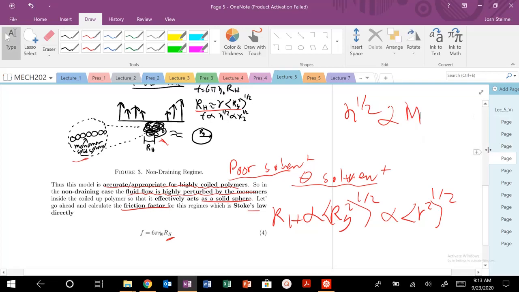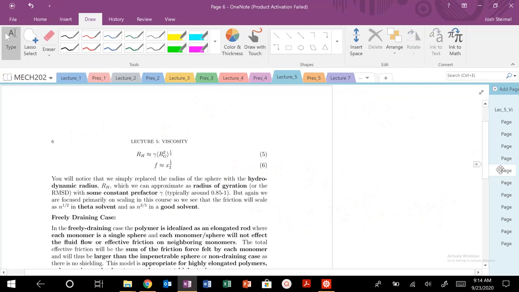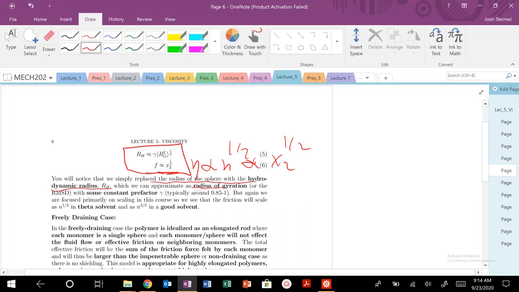If we go to the next page, we know that our friction factor, and thus our viscosity, is going to scale as N to the 1/2, or from our Flory-Huggins notes, x2 to the 1/2. We're just replacing the radius of the sphere with the hydrodynamic radius, approximated by the RMSD with some factor. In the notes for an ideal chain it was 1/6, so our Rg was equal to 1/6 r squared to the 1/2 for our theta solvent.